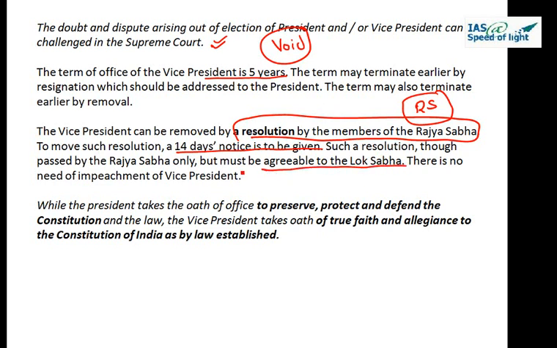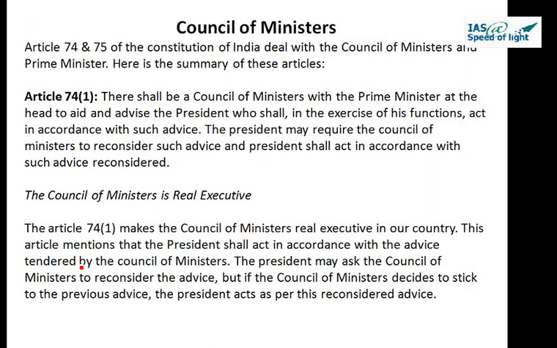Okay, so there is no impeachment process as such for the Vice President. The resolution is moved by the Rajya Sabha and it has to be agreed by the Lok Sabha as well. While the President takes oath of office to preserve, protect and defend the Constitution and the law, the Vice President takes oath of true faith and allegiance to the Constitution of India as by law established. So these are the differences between the oath for the office of President and the Vice President.